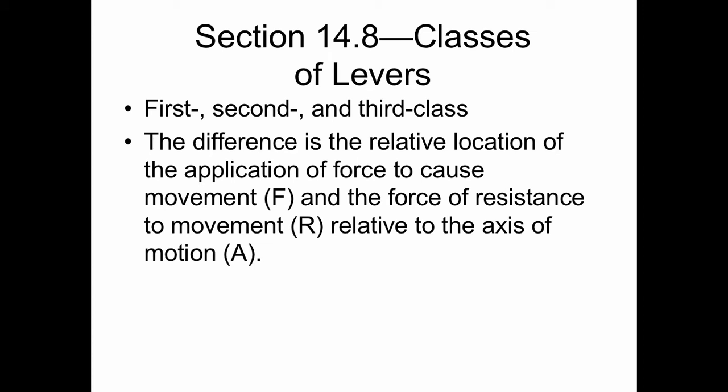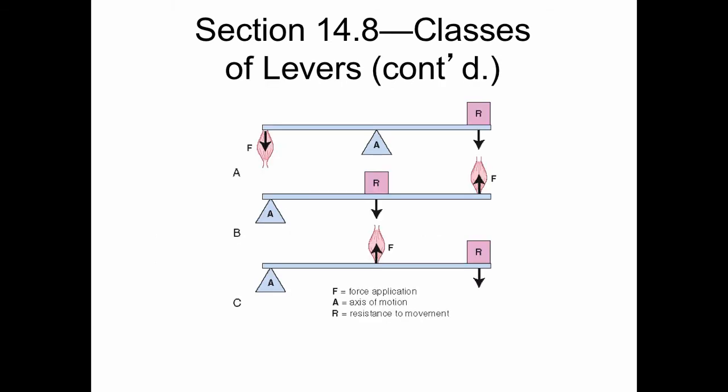Classes of levers. There are three classes: first, second, and third class. The difference between these classes is the relative location of the application of force to cause movement, and the force of resistance to movement relative to the axis of motion. The resistance to movement would be whatever force resists the motion from occurring. Let's categorize these levers. From top to bottom, there's a first-class lever, a second-class lever, and a third-class lever.